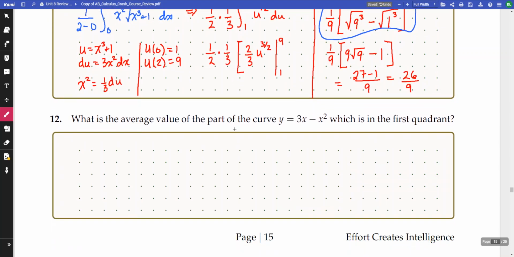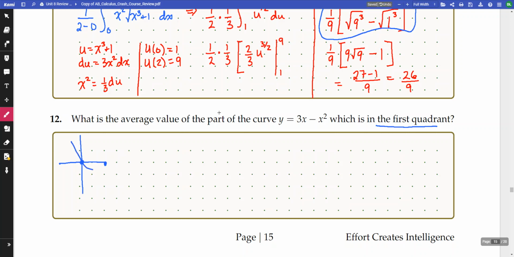What is the average value of the part of the curve y equals 3x minus x squared, which is in the first quadrant? So I need to be aware of what part of this curve is in the first quadrant. So let's think about what that curve looks like. So it's quadratic, and for this quadratic, it's going to be equal to 0 at 0, but also equal to 0 at 3.